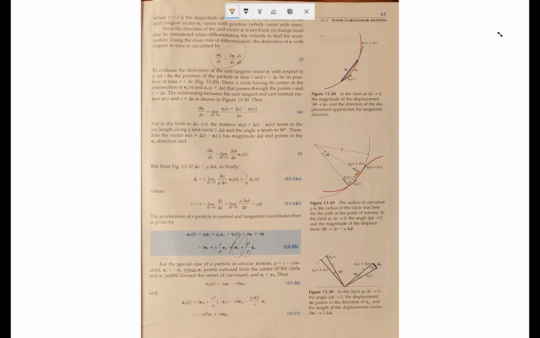Really, what we care about is these scalar values. We want to be able to find those scalar values. They will be associated with the two unit vectors, the tangential unit vector e sub t and the normal unit vector e sub n. And that is the most important form of the function that gives us the acceleration of the particle at any moment in time using normal and tangential coordinates. Okay, so let's go back to the problem now.